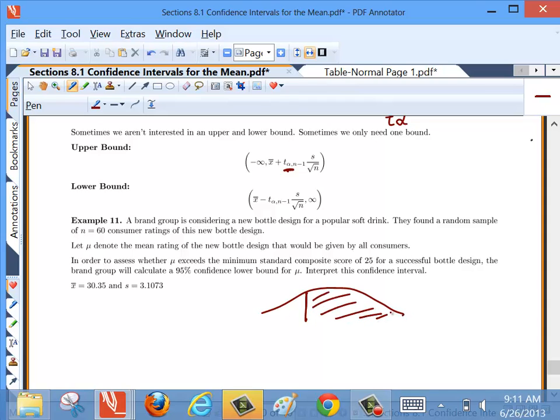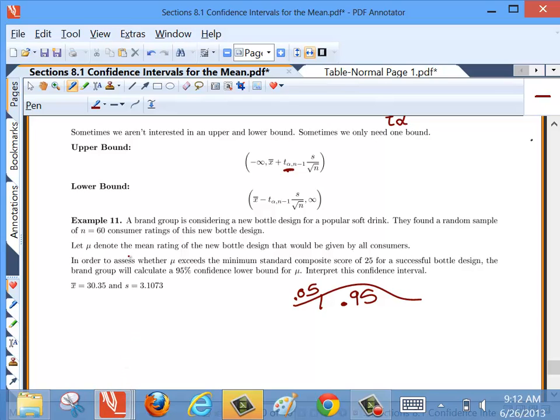Okay, so they want to make sure that they're at least 25, which means that they are interested in a confidence interval kind of like this. And they want to find the lower bound. So they need 0.95 in the main part, and then how much is going to be left in that lower tail? 0.05.